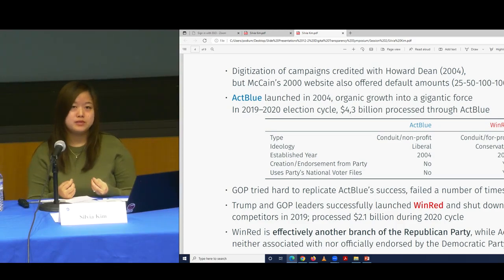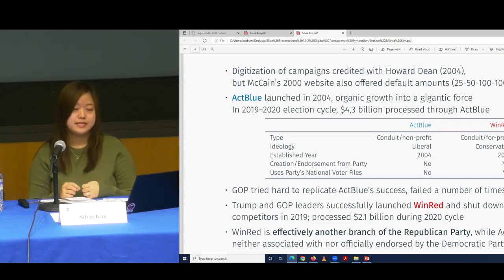Right? ActBlue was launched in 2004 and it grew very organically into this gigantic force. In the 2020 election cycle, it processed $4.3 billion, and that's a lot of money, right? And the GOP tried really, really hard to replicate ActBlue's success. It failed spectacularly for 15 years.